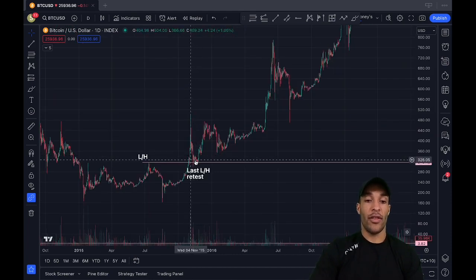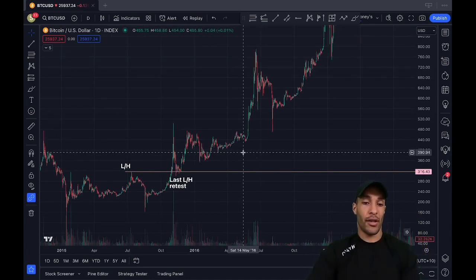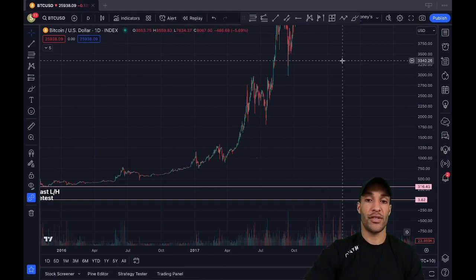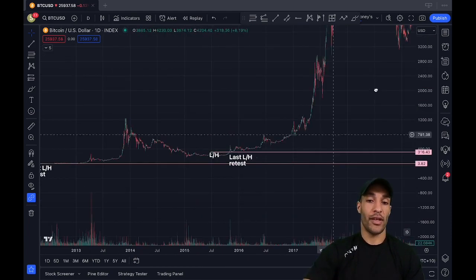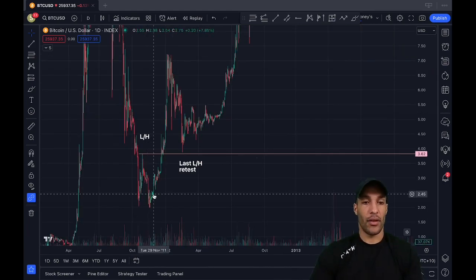So that right there could have been the validation that the start of the bull market is happening. And after that, it was all she wrote. The price just started to skyrocket. Let's go further back and see if we can find some more confluence.